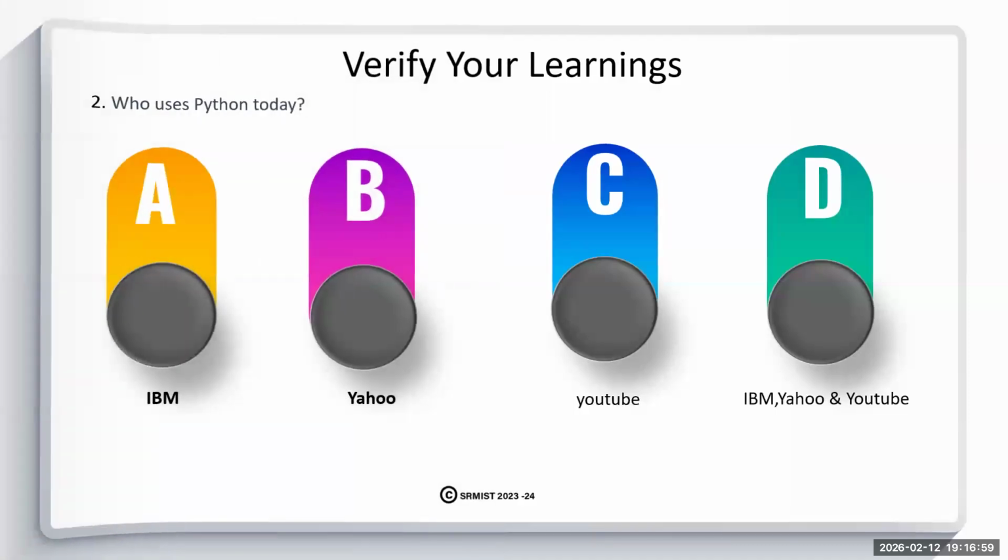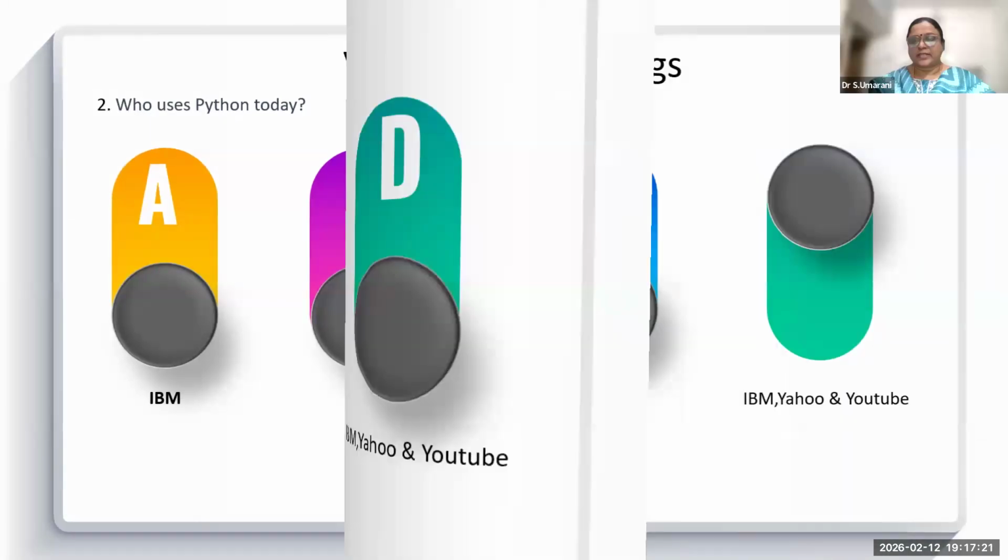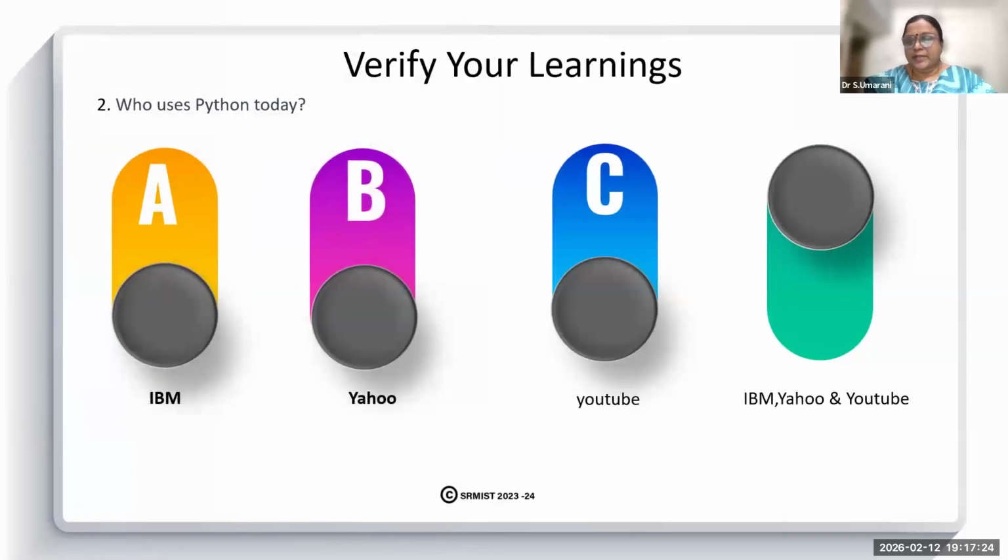Who uses Python today? Option D, ma'am. When I was preparing the PPT, at that time I mentioned option D: IBM, Yahoo, and YouTube. That means all the companies use Python today. Very good. So most of the companies use Python nowadays.